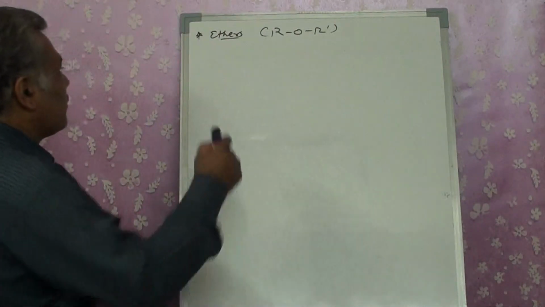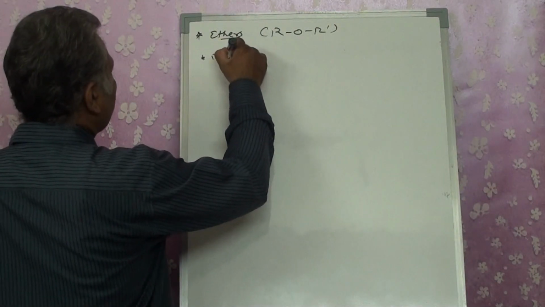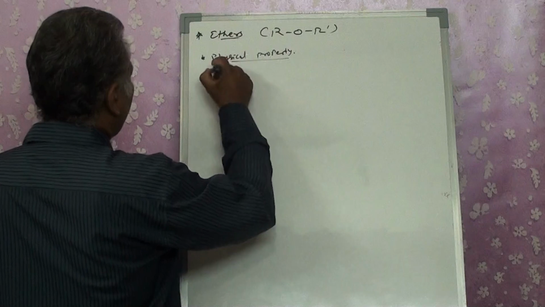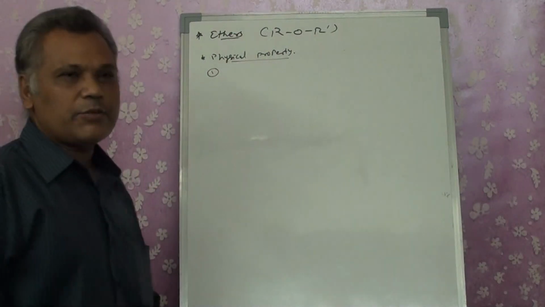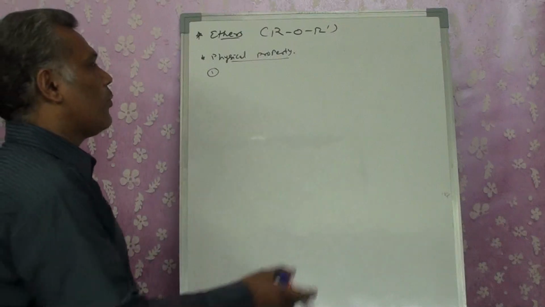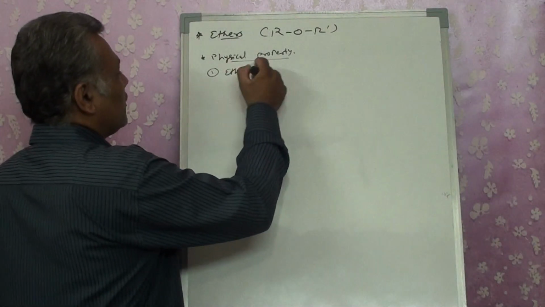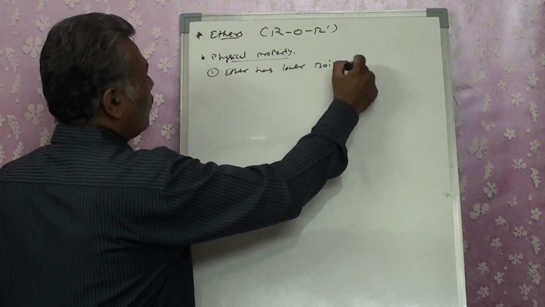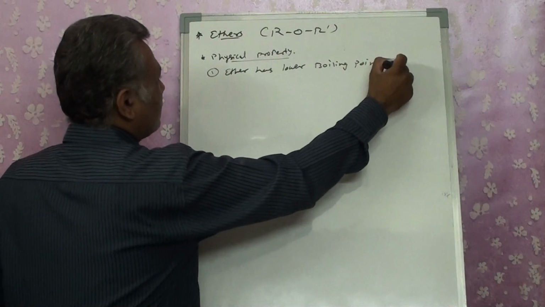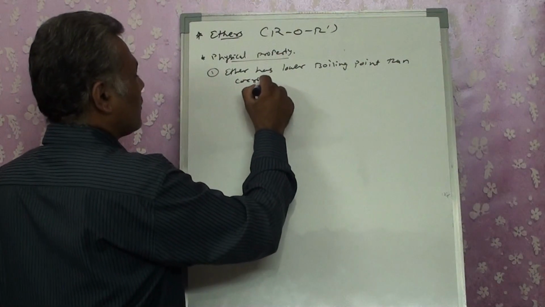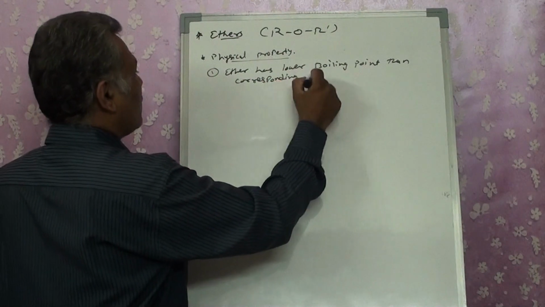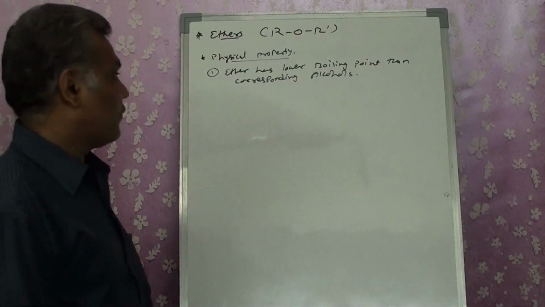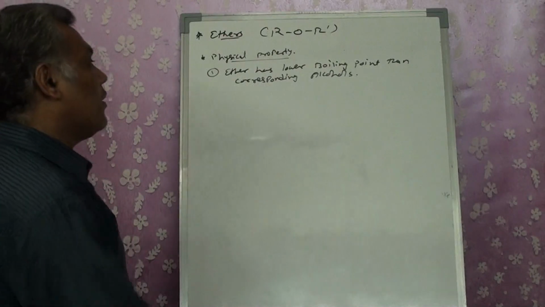Now when we are discussing the physical properties, our first point is that ethers have a lower boiling point than the corresponding alcohols. Now what is the reason for this? Why do ethers have a lower boiling point than alcohols?